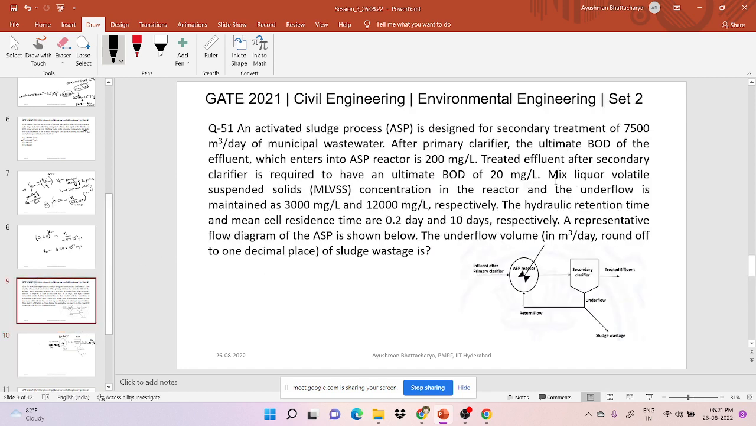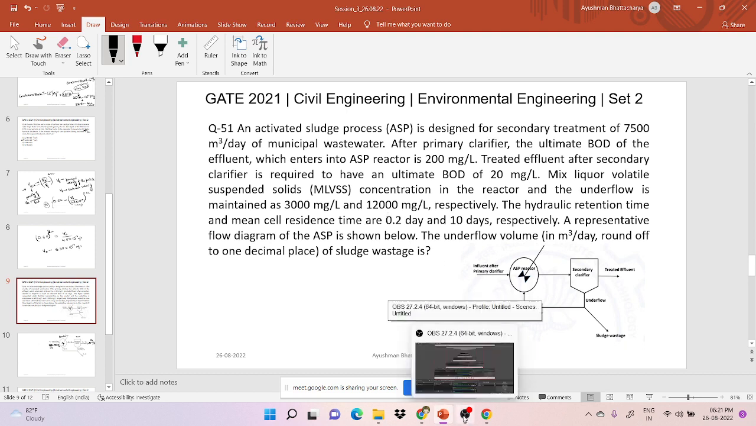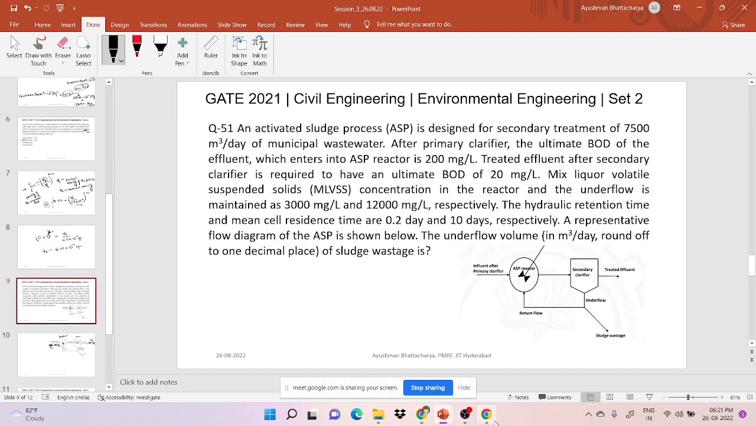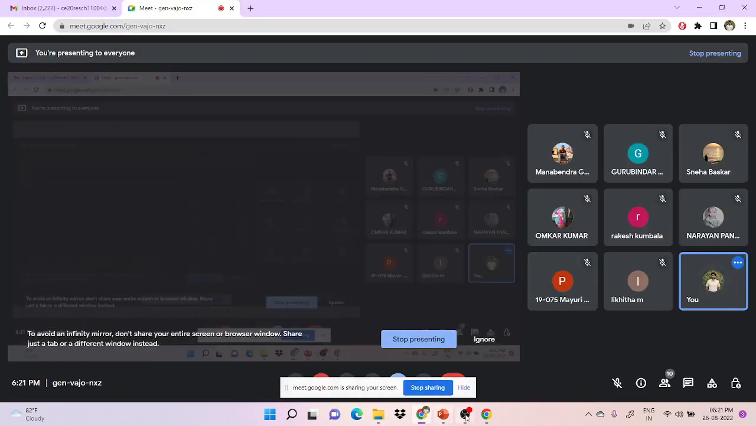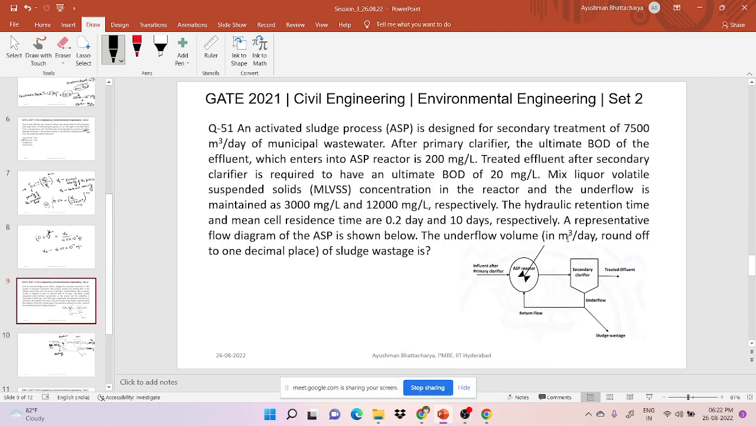Now they are saying the mixed liquor volatile suspended solids concentration in the reactor and the underflow is maintained as 3000 milligram per liter and 12000 milligram per liter. So in this reactor they are maintaining 3000 milligram per liter of MLVSS concentration. However, at underflow, it is 12000 milligram per liter. The hydraulic retention time and the mean cell residence time are 0.2 day and 10 days respectively. A representative flow diagram of ASP is shown below.